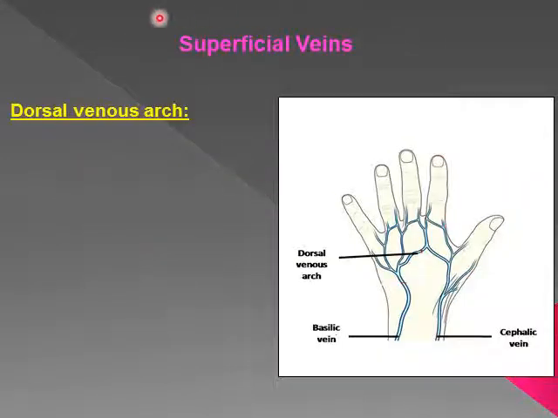Starting with the superficial veins, we'll discuss the dorsal venous arch. The dorsal venous arch lies across the dorsum of the hand. It receives 3 dorsal metacarpal veins and gives rise to the basilic and cephalic veins.